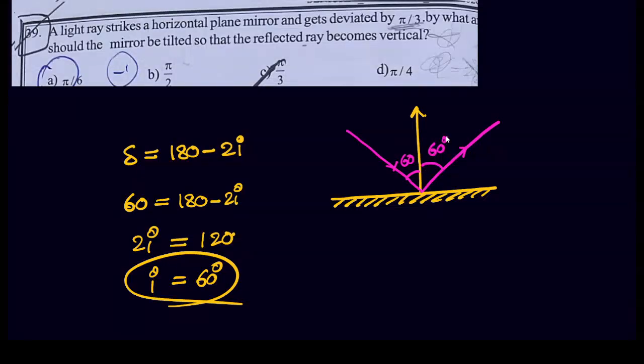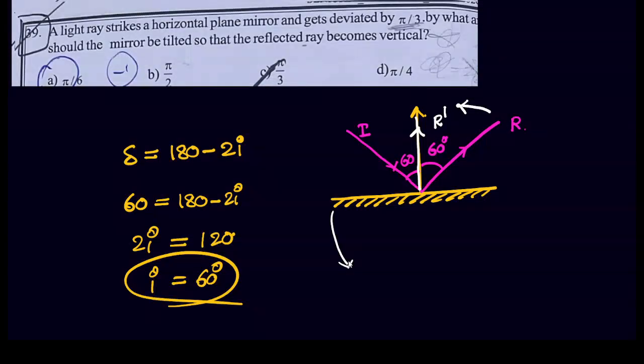This is i and this is r. Now where must the new reflected ray be? For the new reflected ray to become vertical, it should be here. So the reflected ray has to rotate like this, and for this, the mirror also needs to rotate in this direction.